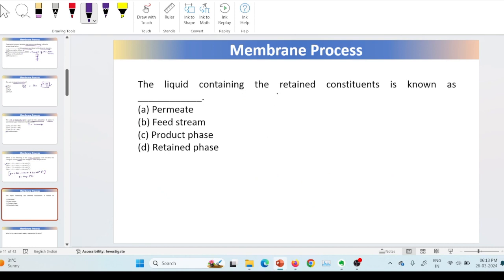The liquid containing the retained constituents is known as what? Permeate is what will pass after filtration. Feed stream is influent. Product phase is kind of permeate only. Retained phase is the liquid containing retained constituents. So the answer is retained phase.